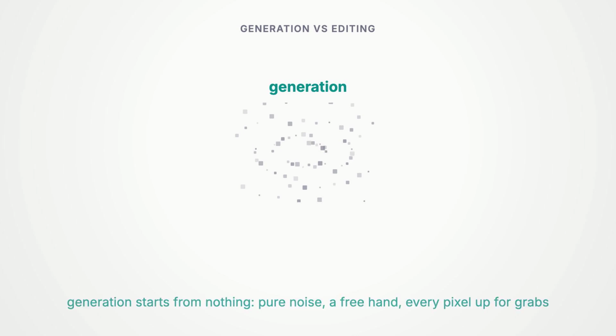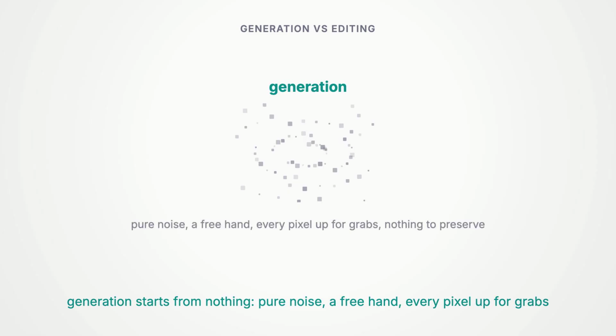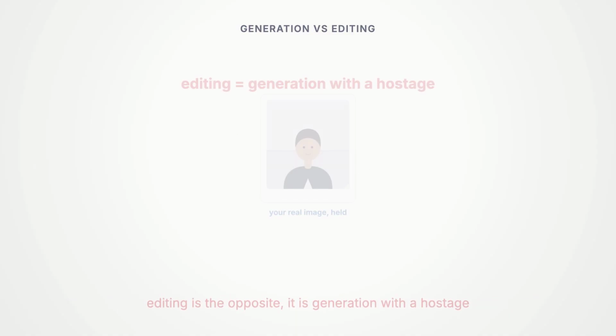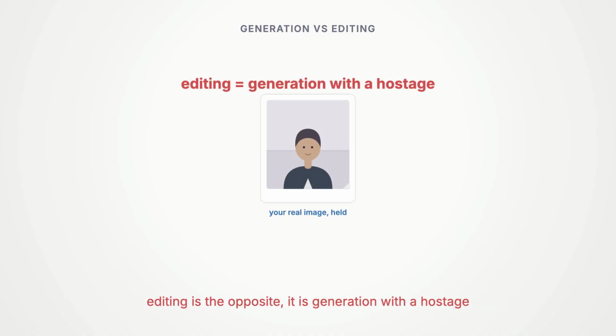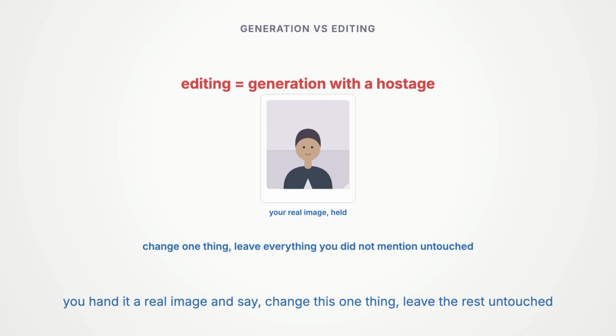Generation starts from nothing, pure noise and a free hand. Every pixel is up for grabs, so there is nothing to betray, nothing to preserve. Editing is the opposite. Editing is generation with a hostage. You hand the model a real image and say, change this one thing and leave everything I did not mention untouched. The face has to stay the same face. The shadows have to still fall the right way. That preservation demand is the entire difficulty.